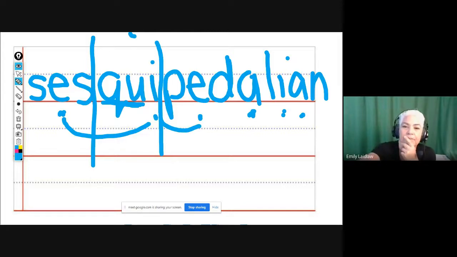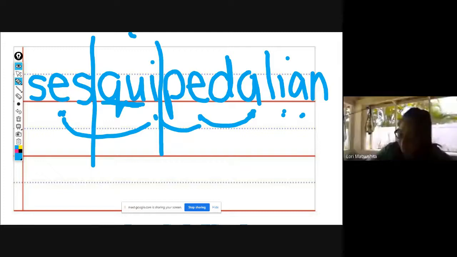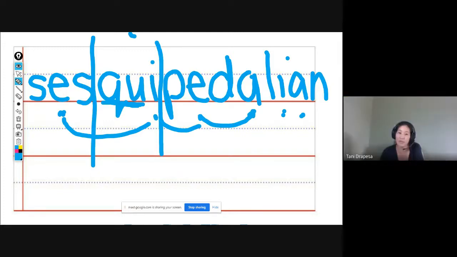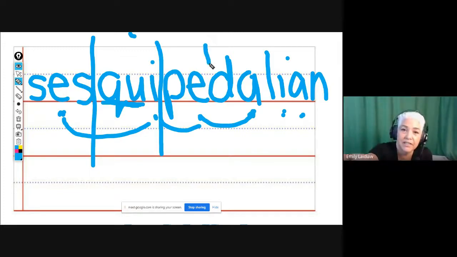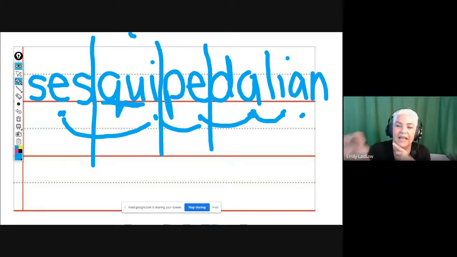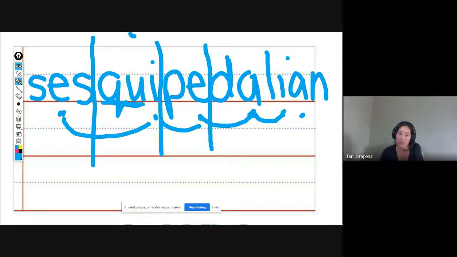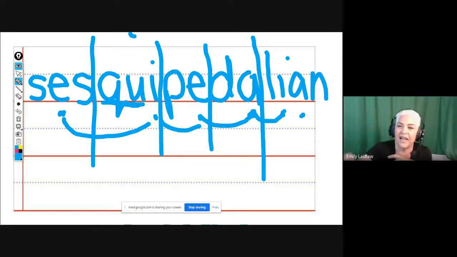Between these two vowels, 1. What am I going to do? Split it before. Split it in front of the D. Good. Between the A and the I, 1. What am I going to do? Split it before. Between the I and the A, nothing. But they each have to be in their own syllable, so I just have to split them up.